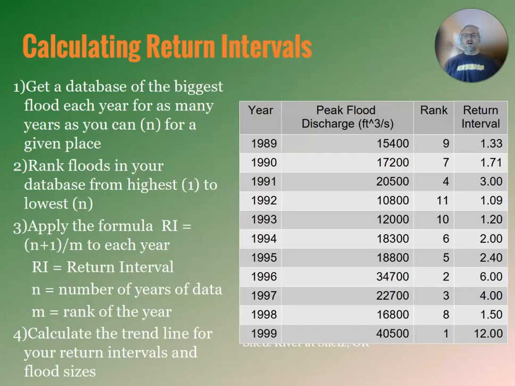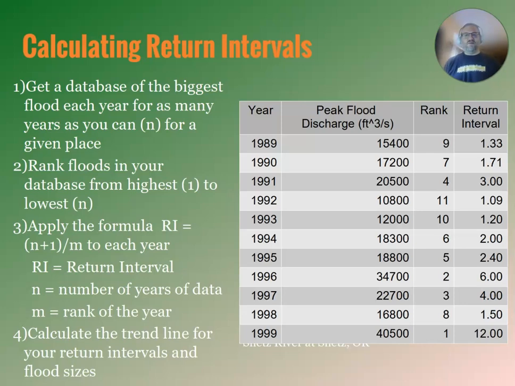So if we want to calculate our return intervals for floods, what we're going to do is first get a database of the biggest flood each year. So the peak of each year's biggest flood for as many years as you can for the place whose return intervals you want to calculate. So the more data you have, the better. The longer the history of flood measurements that you can work with, the better. So in my little toy example here, for a river in Oregon, I'm only dealing with 11 years of data just as an illustration.